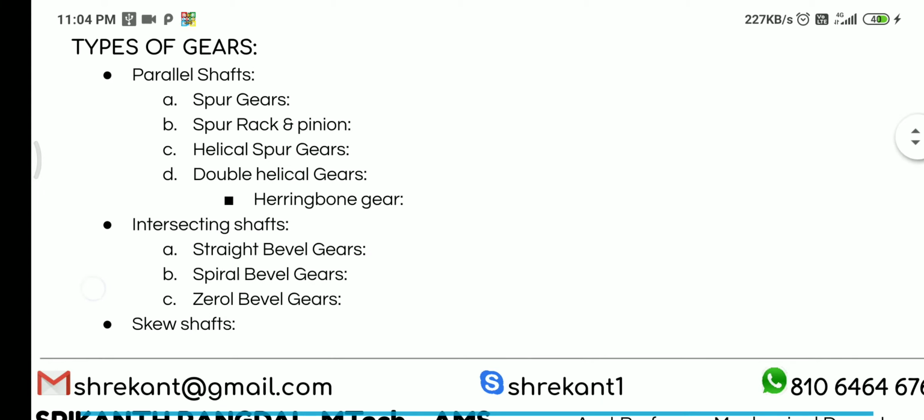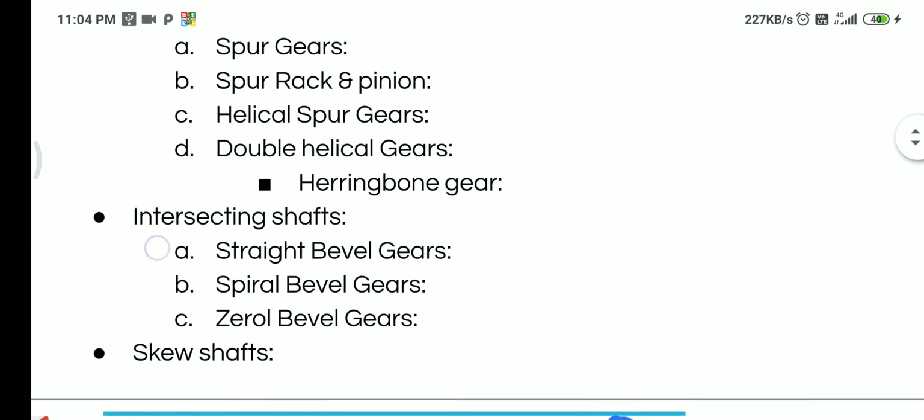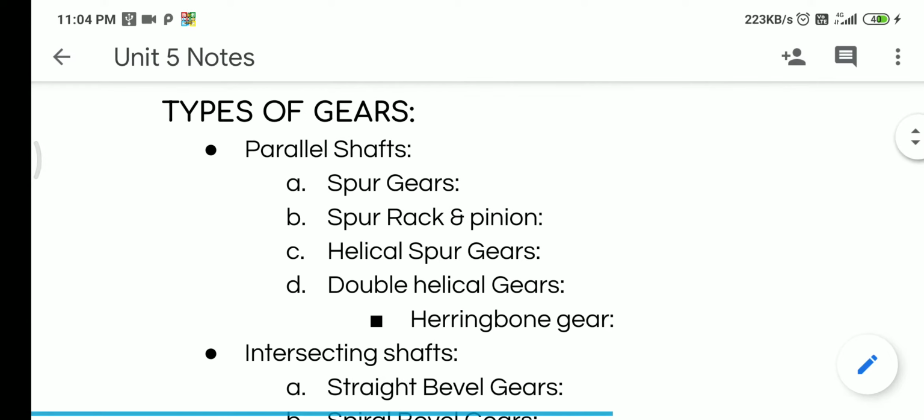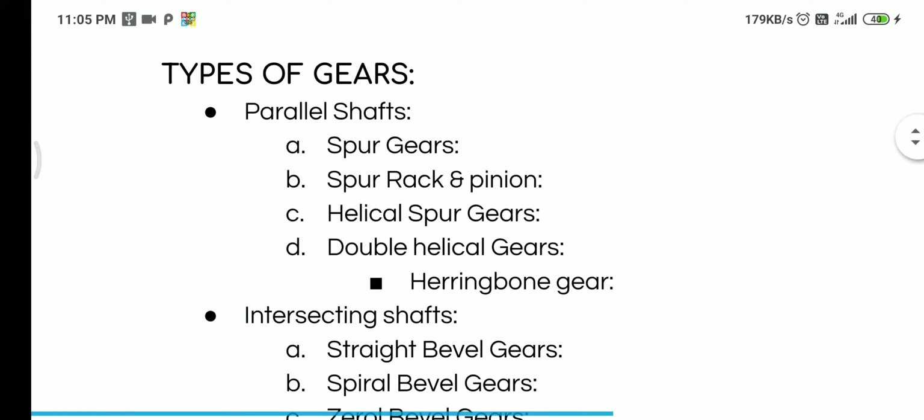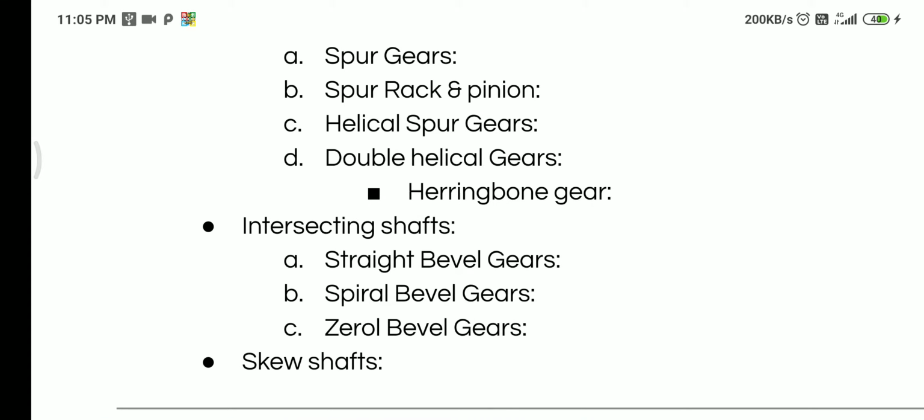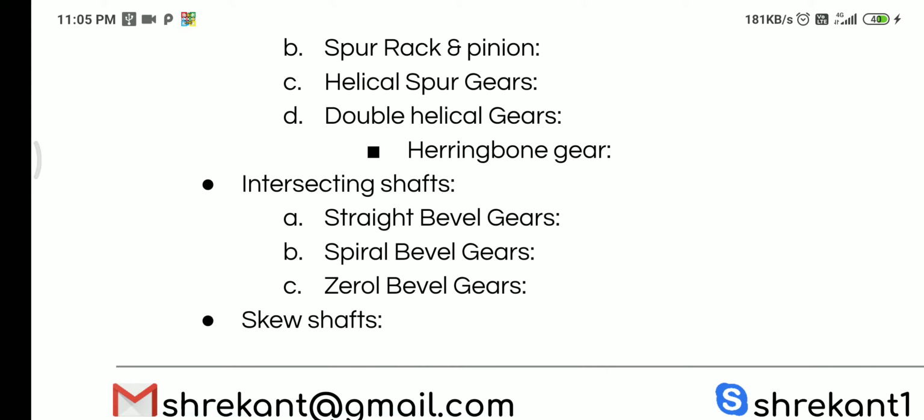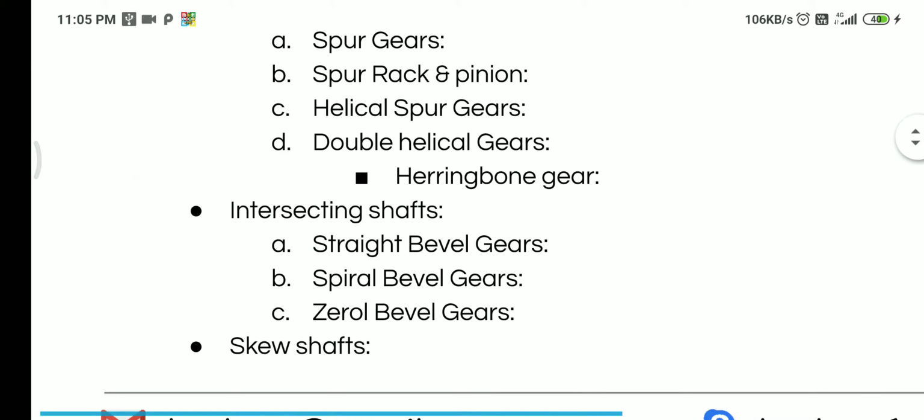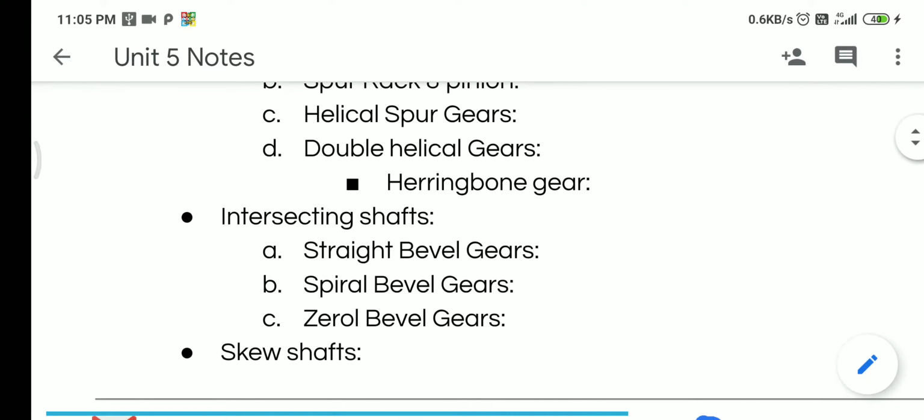So let's proceed. Here you can see the types of gears have been mentioned. Broadly, they have been divided into three categories. The first is parallel shafts, if the gears have parallel shafts. The second type is intersecting shafts, if the shafts, without being parallel, are actually intersecting. And third are skew shafts. Skew shafts are those wherein the two axes are neither intersecting nor parallel. These type of axes are called skew, and the gears mounted on their shafts are called skew shafts.